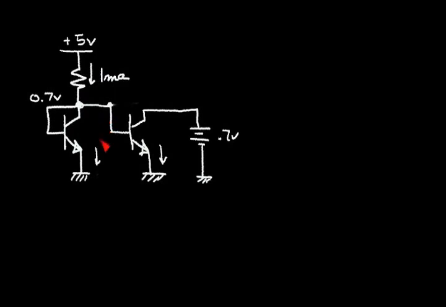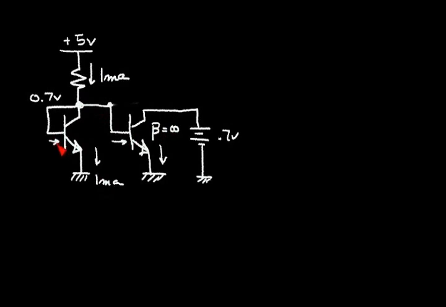Under this situation, my 1 milliamp will essentially flow through the emitter of the NPN transistor on the left. So the current here will be 1 milliamp. And I'm going to say that I have a very high beta transistor. In fact, I'm going to make a simplification. I'm going to say that the beta of these transistors is equal to infinity. In that case, the current flowing in this base terminal is 0. The current flowing in this base terminal is 0.